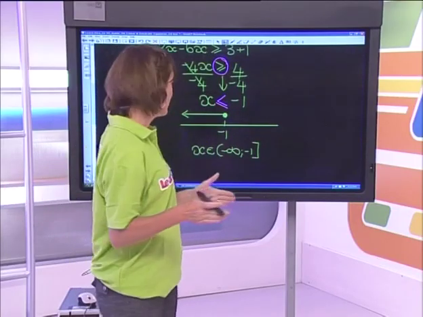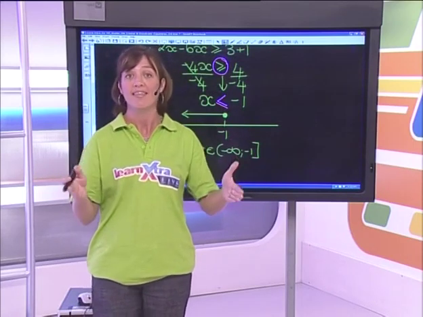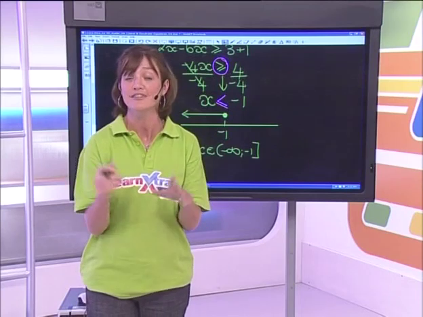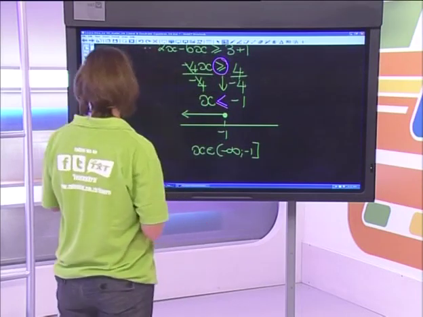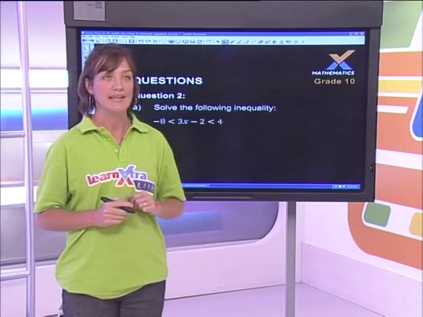I think I've got one more example over here, which is a little bit of a variation on that. But so far, that's how we go about doing it. I hope you guys are all understanding that. If you're not, send us through some messages and we'll help you out there. Let's have a look at one more inequality quickly.